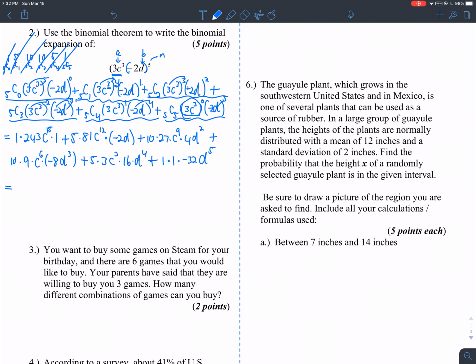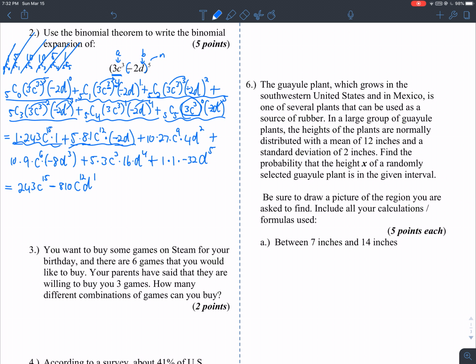Okay, so 1 times 1 is 1 times 243, that's just 243 c to the 15th. Okay, then let's multiply again. So I'm done with this term again. Now I have 5 times 81 times negative 2. Well, that's a negative because it's a positive times a negative. And if I multiply all that out, you get 810. 5 times 81 times 2 is 810. C to the 12th and d to the first power. All right, done with this term.